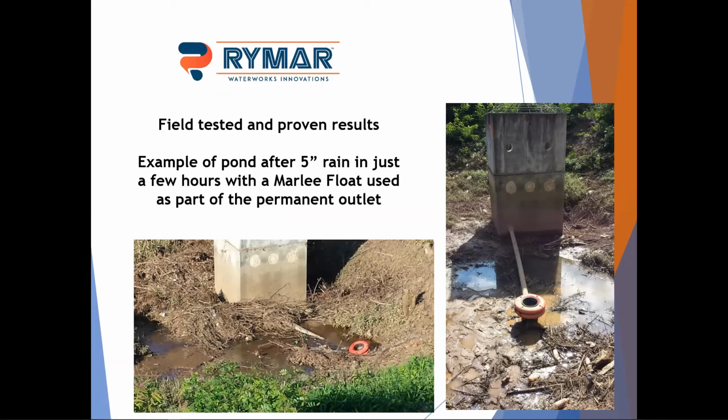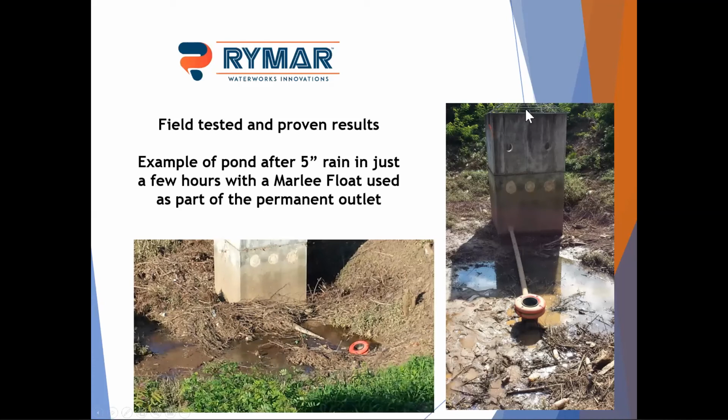But they had cut the sides of the bank, but had not gotten all of the debris out of the basin. And they had a 5-inch rain in just a few hours. And so all of the debris got flushed down into the bottom of the basin, and all this junk was in there. But you see the Marley float did drain down and was able to drain it even with all the debris and junk there.